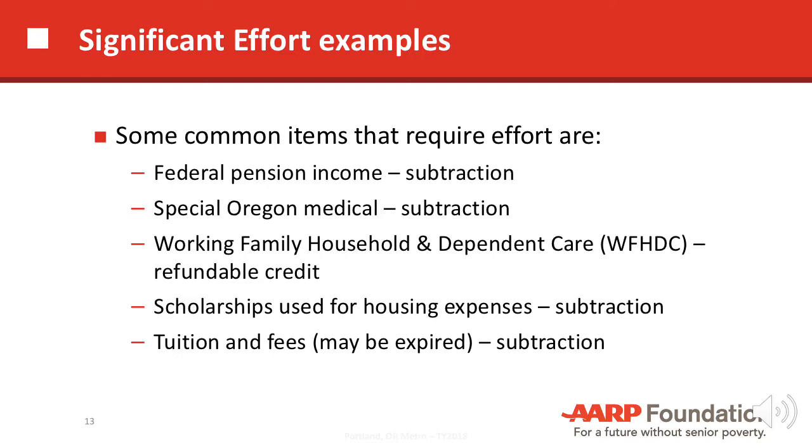As you remember from the federal training, anything to do with education credit tends to have significant effort. The IRS doesn't allow scholarships to be used for housing expenses, at least not and have it be tax deductible, but Oregon does, so we want to make sure and subtract those. And as of this recording, the tuition and fees deduction is expired. But if it's renewed, the state may allow the taxpayer to take a tuition and fees deduction even if an educational credit is taken at the federal return. We'll go into more detail about each of these.